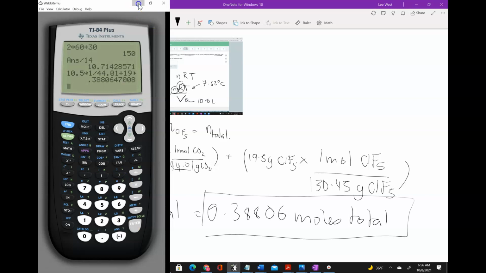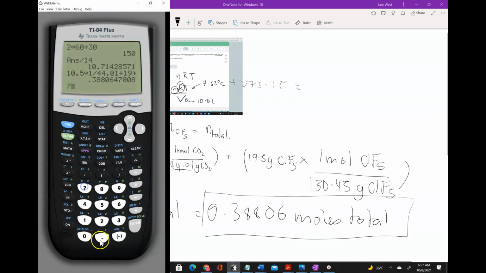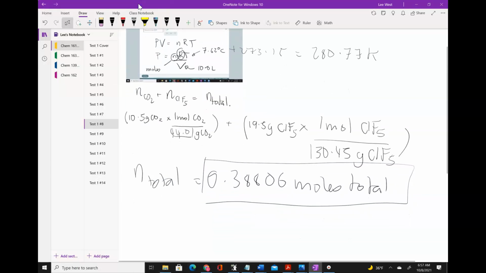Alright, so now there's really only one thing left to do before I can start plugging numbers in, and that's to convert this temperature to Kelvin by adding 273.15 to it. So we can go ahead and do that. So 7.62 plus 273.15. We get 280.77 Kelvin. So at this point, I'm ready to go, right?